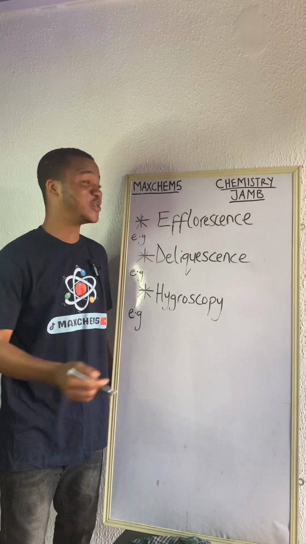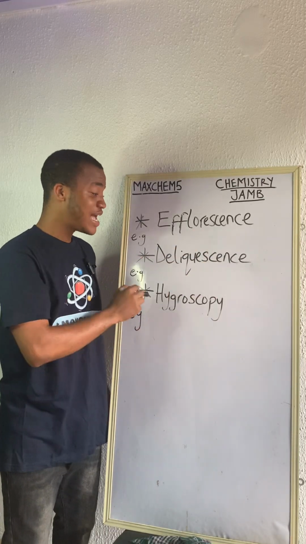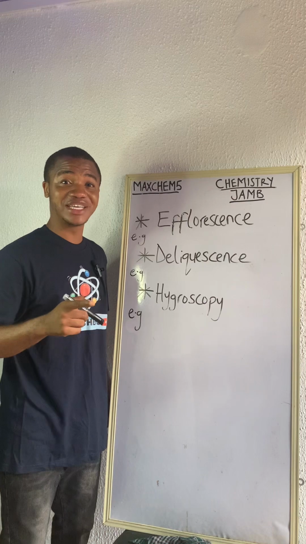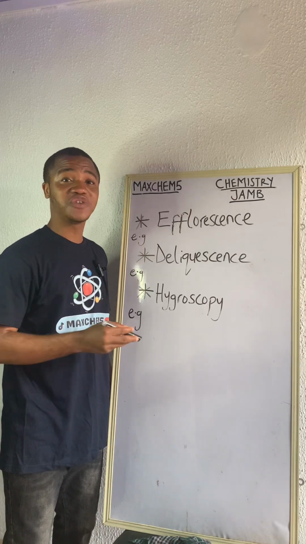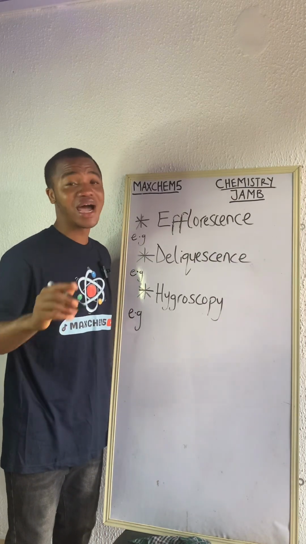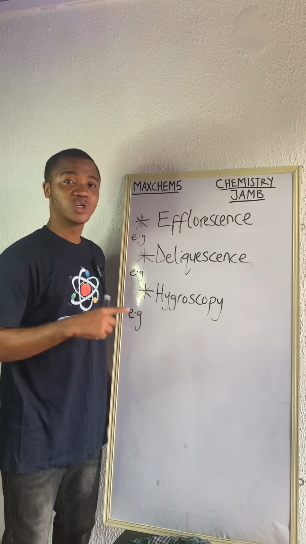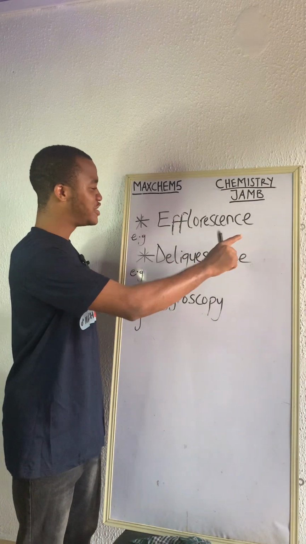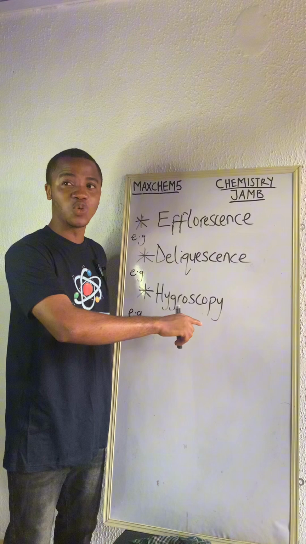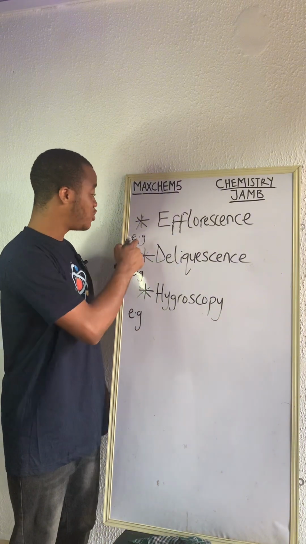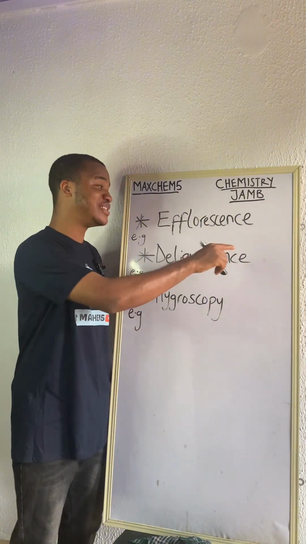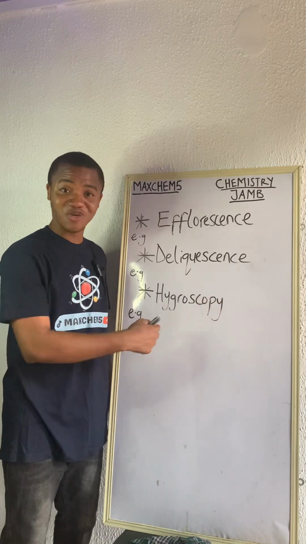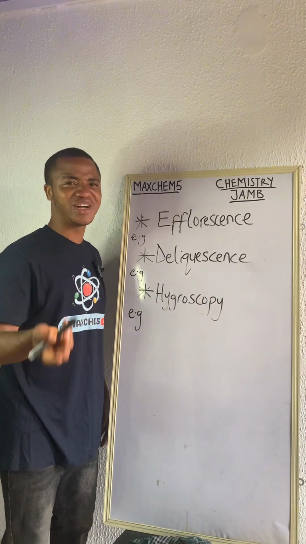Let's say you see questions on efflorescence, deliquescence, and hygroscopy in your chemistry JAMB exam. How will you solve them? Questions from this particular topic are very simple, and I'm going to be explaining in this video. So the first thing is, what is efflorescence, deliquescence, and hygroscopy? I'm also going to be giving you examples of compounds that are efflorescent in nature, deliquescent in nature, and hygroscopic in nature. So let's get right into it.